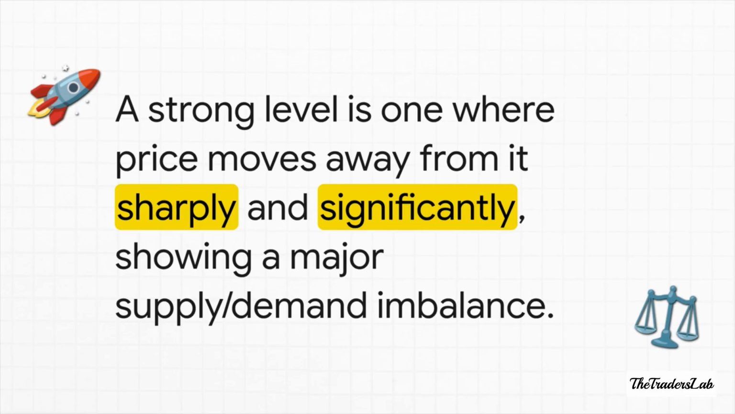If price just taps a level and then rockets away from it or plummets down with huge momentum, what does that tell you? It tells you there was a massive imbalance between buyers and sellers right there. That's a huge clue that it's a very, very important area to watch in the future.